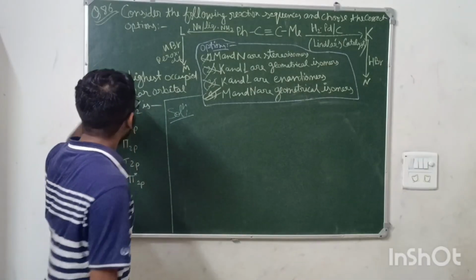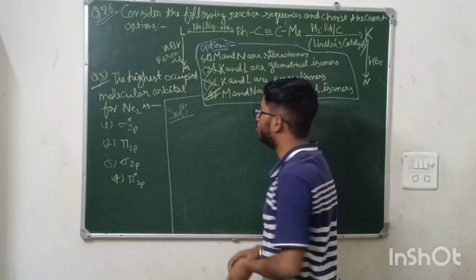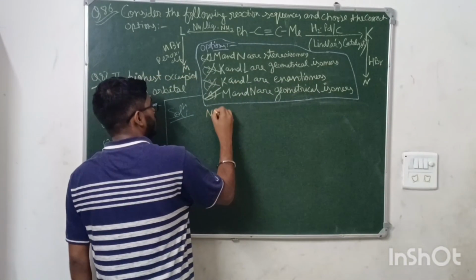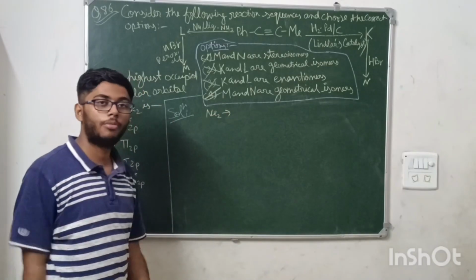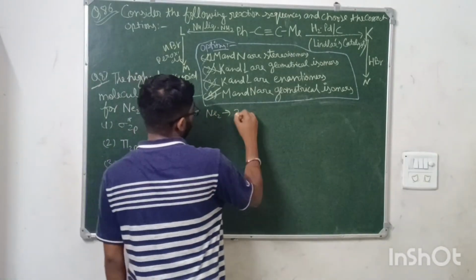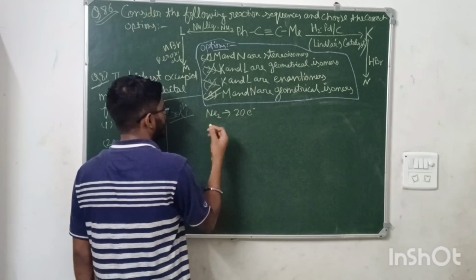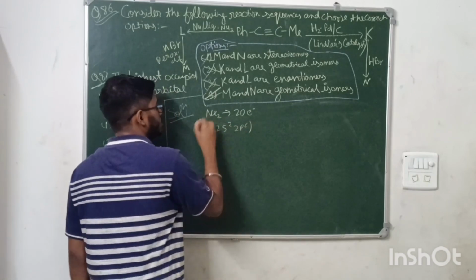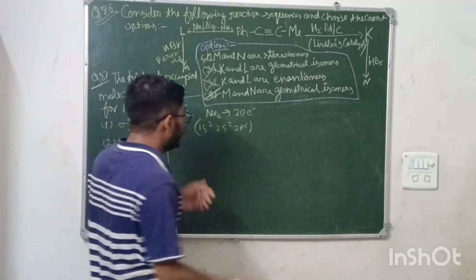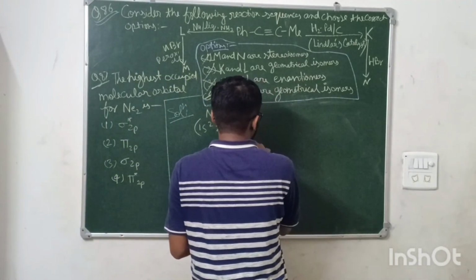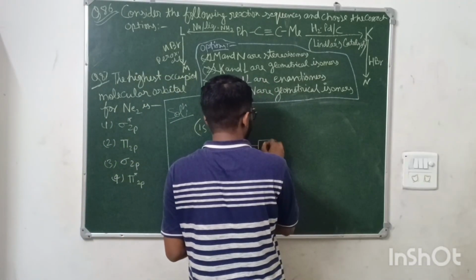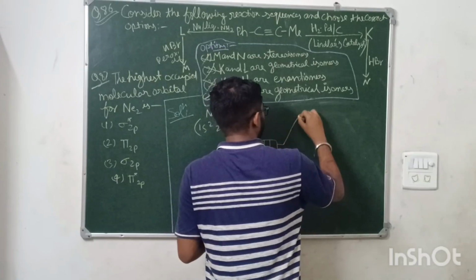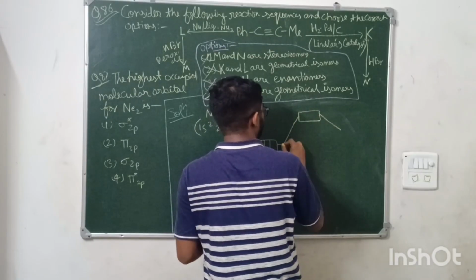Question 87 is asking for the highest occupied molecular orbital for Ne2. You need to draw the molecular orbital diagram for this. Ne2, so how many electrons? Total electrons are 20 and the configuration is 1s2, 2s2, 2p6. Now drawing the molecular orbital diagram here.